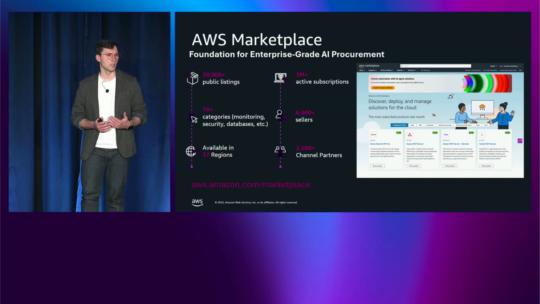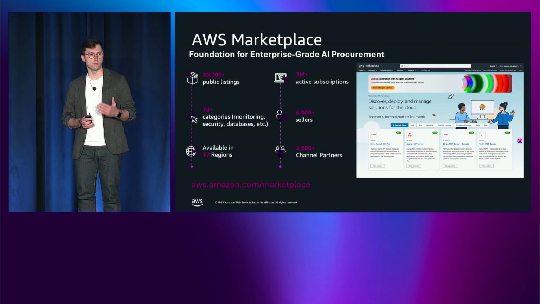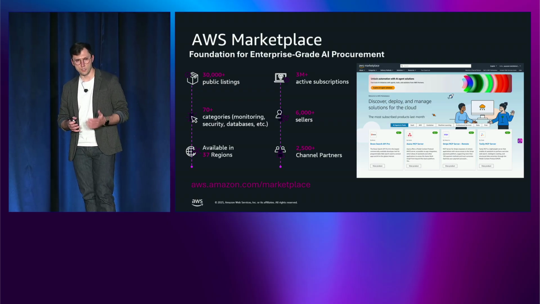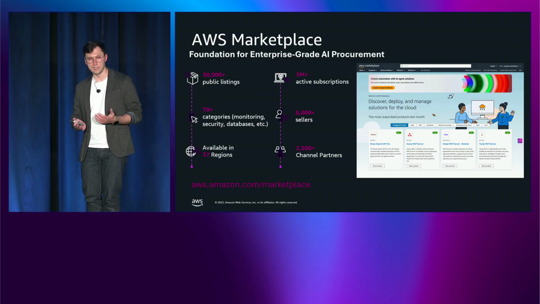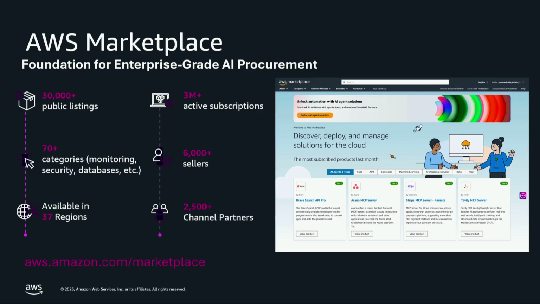And AWS Marketplace removes that friction. Marketplace is an enterprise-ready digital catalog of software, services, and data, and now also AI agents and tools. For the developers who are building agentic AI, Marketplace brings three key benefits.